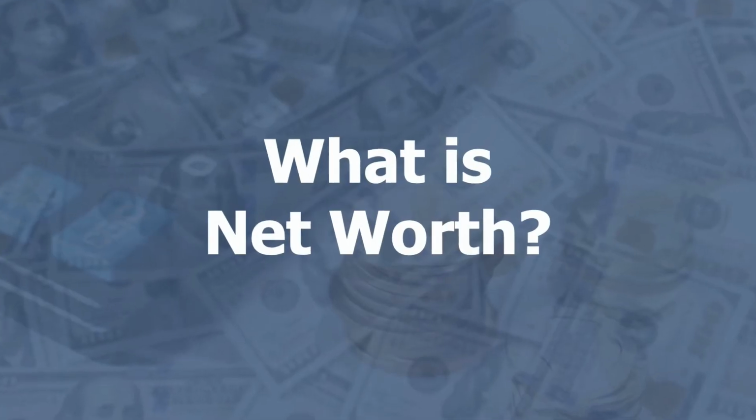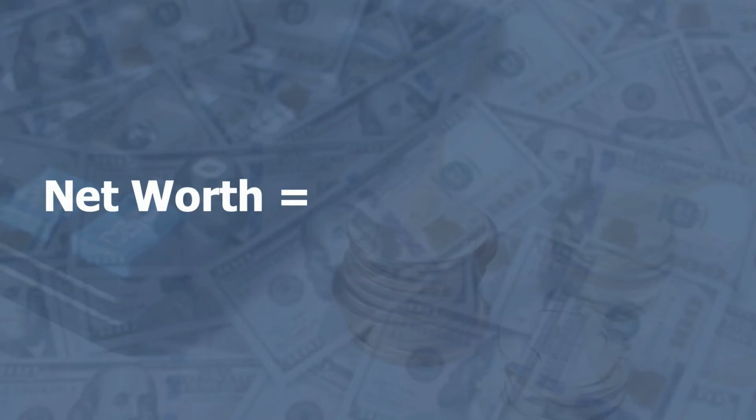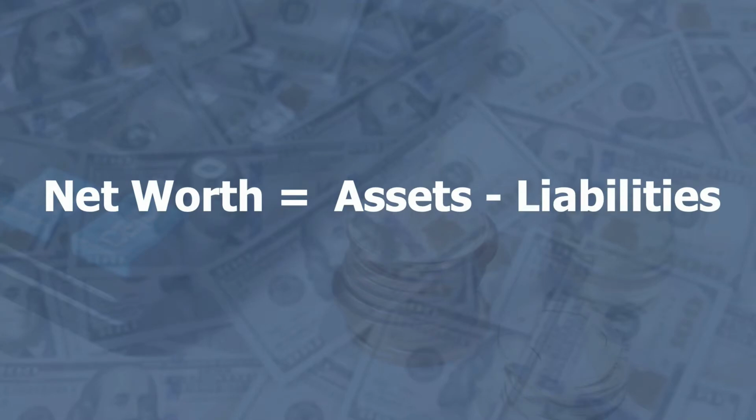So first we need to look into what is net worth. Net worth is really an indicator of an individual's financial health. To calculate the net worth, you need to look at all of your assets and then remove all of your liabilities. Your assets are the things that you own and your liabilities are the things that you owe. Once you subtract your liabilities from your assets, you're then left with your net worth.